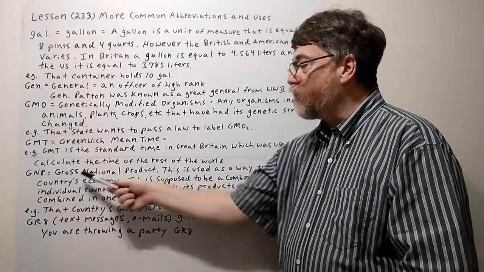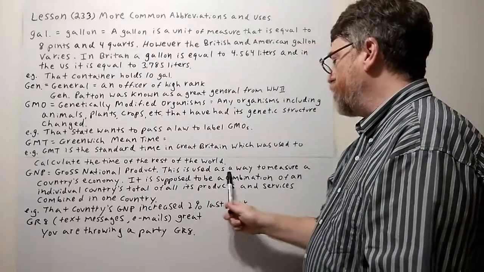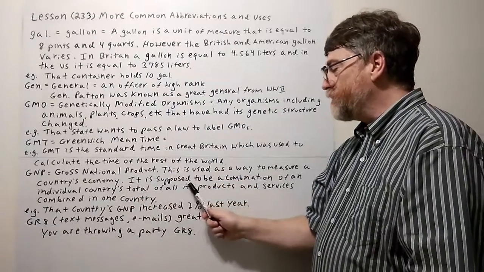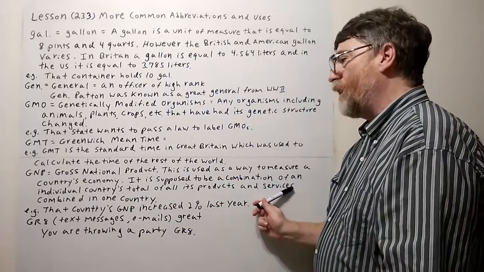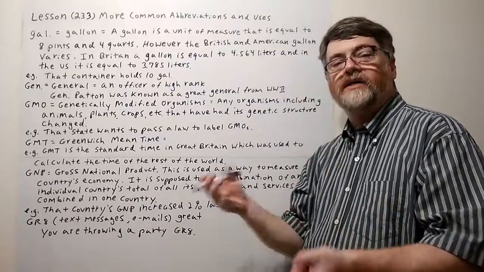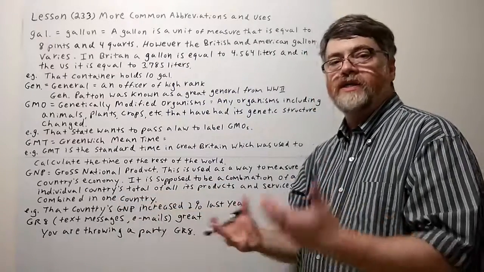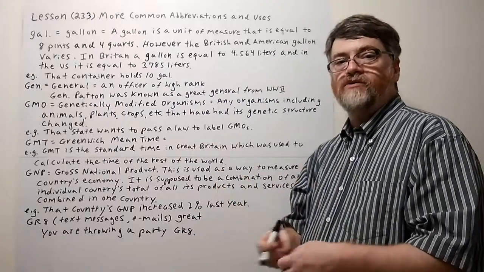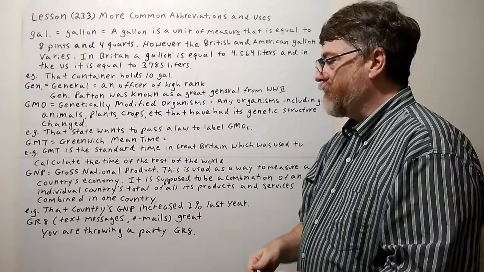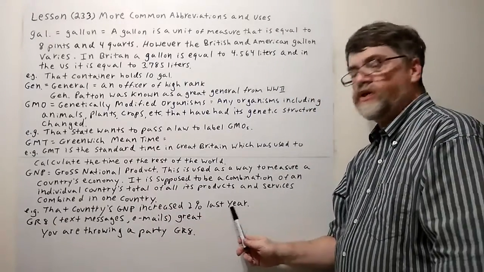GNP. GNP stands for Gross National Product. In business, this one comes up a lot. This is used as a way to measure a country's economy. It is supposed to be a combination of an individual country's total of all its products, the products it makes and sells, and services, combined in one country, to say how much wealth the country has or how much business it does. So that's what that's used for. And the example sentence: that country's GNP increased 2% last year.